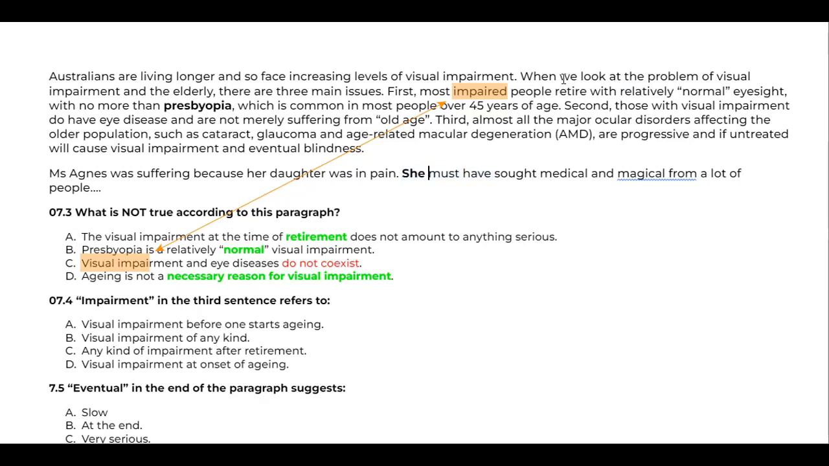Daughter, sir. Usually, as per the rule, whoever is very close to the pronoun. You know what a pronoun is: he, her, she, his, I, my, you, your, all these are pronouns of different kinds. So as per the rule, "she must have sought medical and magical help from a lot of people" means she is not Miss Agnes but her daughter, because both of them are female characters. So you have to keep this in mind. That was just additional information for some of you.